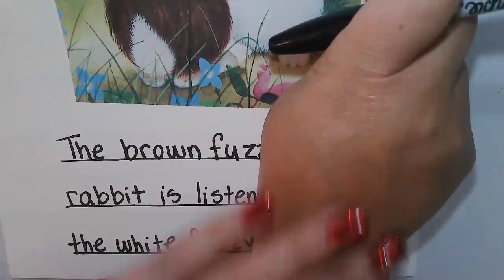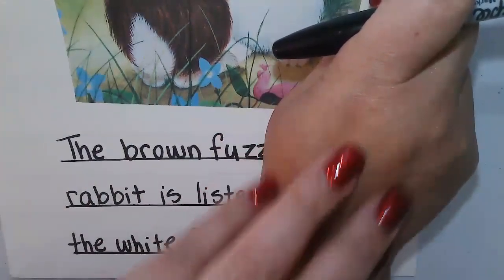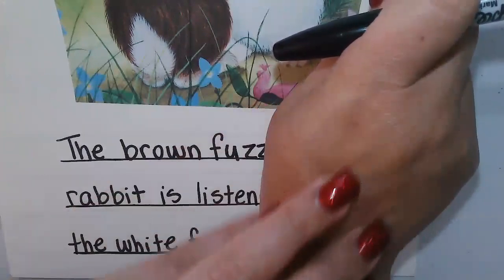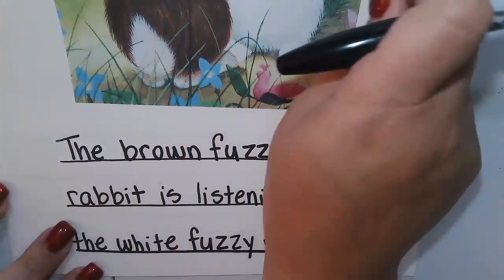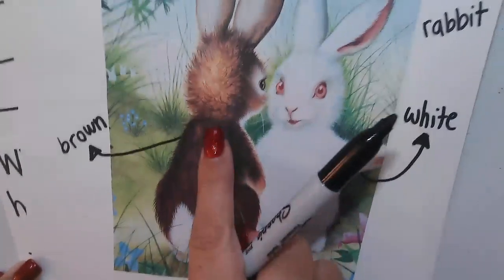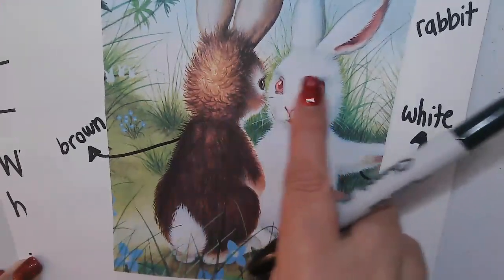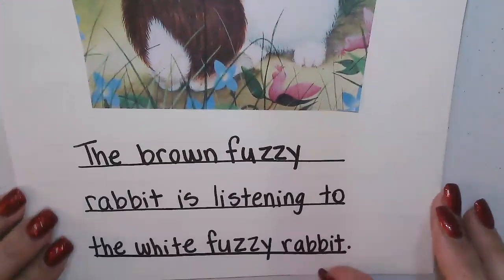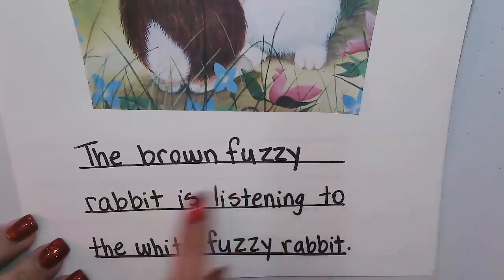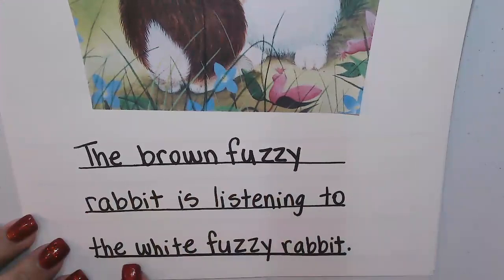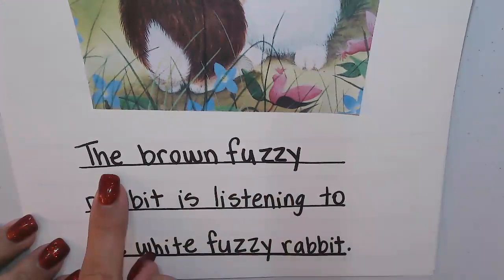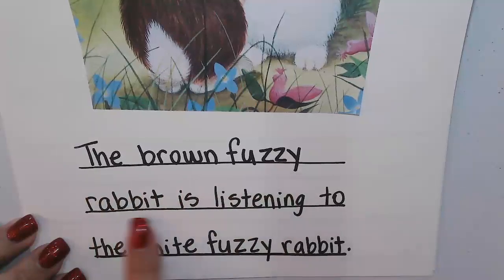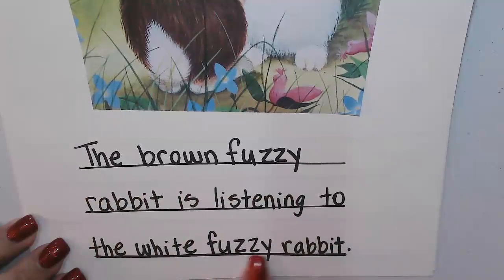Fuzzy is when there's like a fur or hair on an animal, or maybe it could be a toy like a stuffed animal. It's fuzzy. So this hair right here is probably very soft and fuzzy. I'm going to read my sentence again. The brown fuzzy rabbit is listening to the white fuzzy rabbit. When I say go, I want you to read it out loud with me. We'll read it together. The brown fuzzy rabbit is listening to the white fuzzy rabbit.